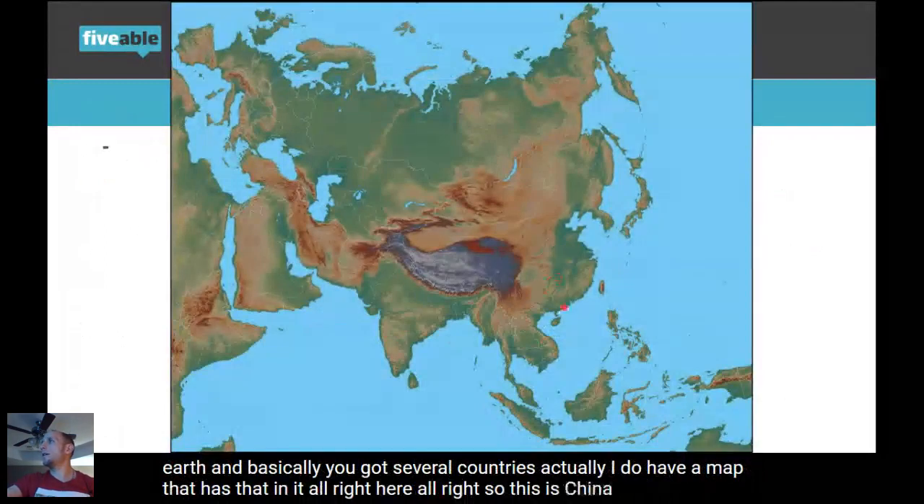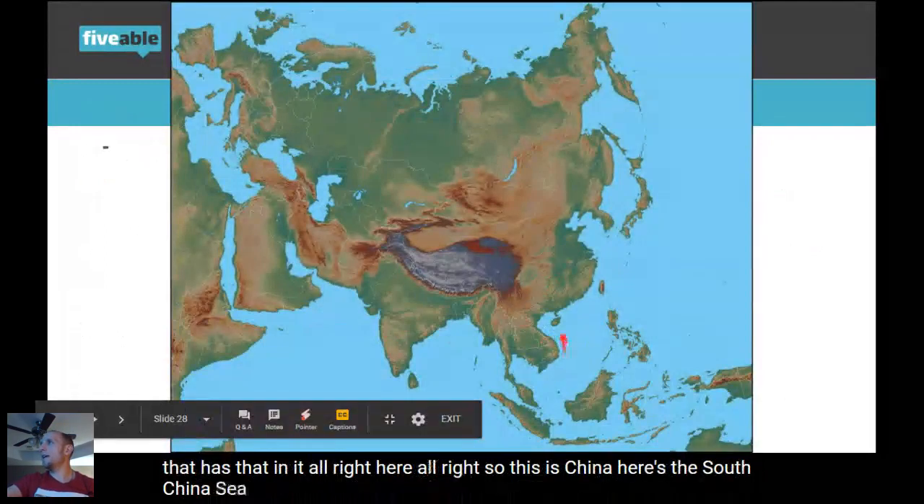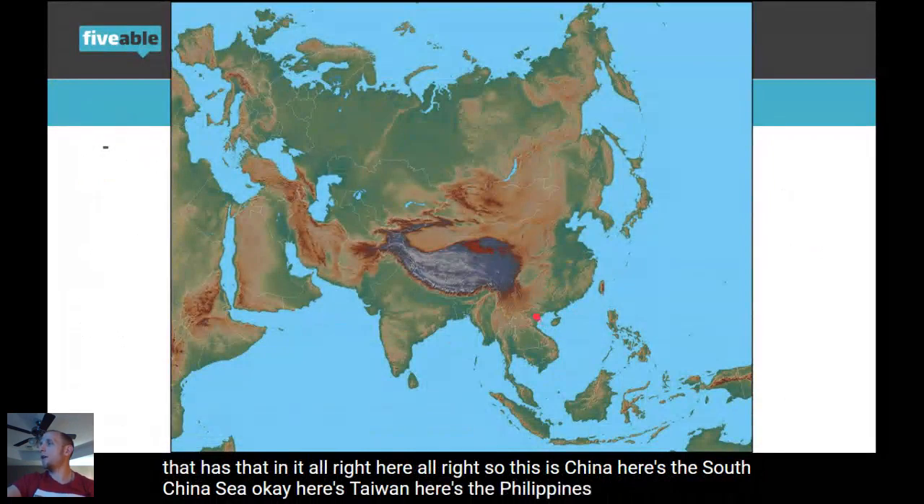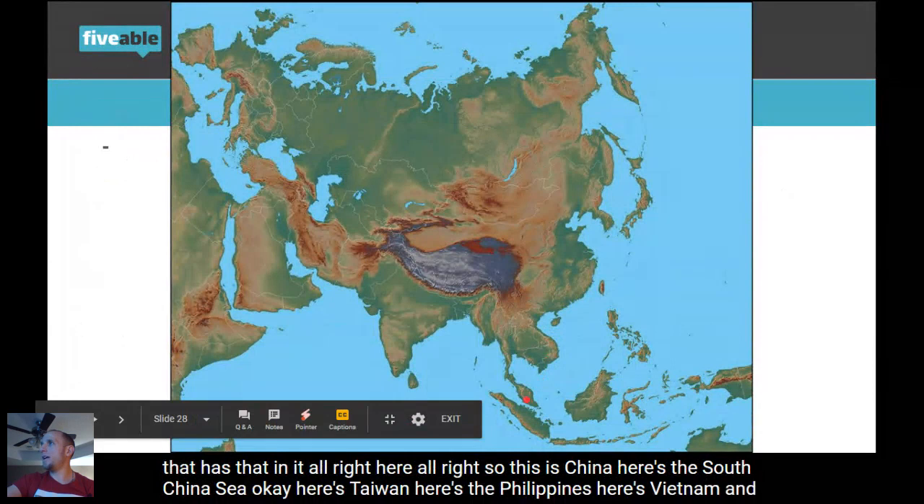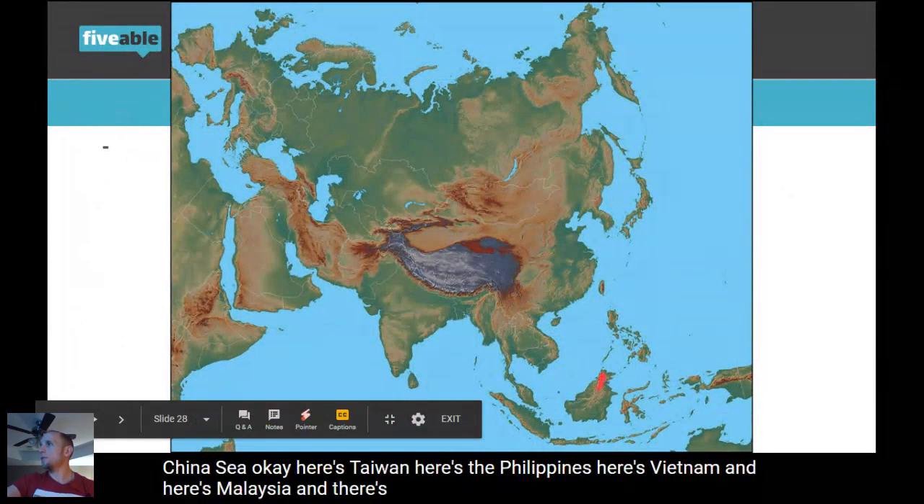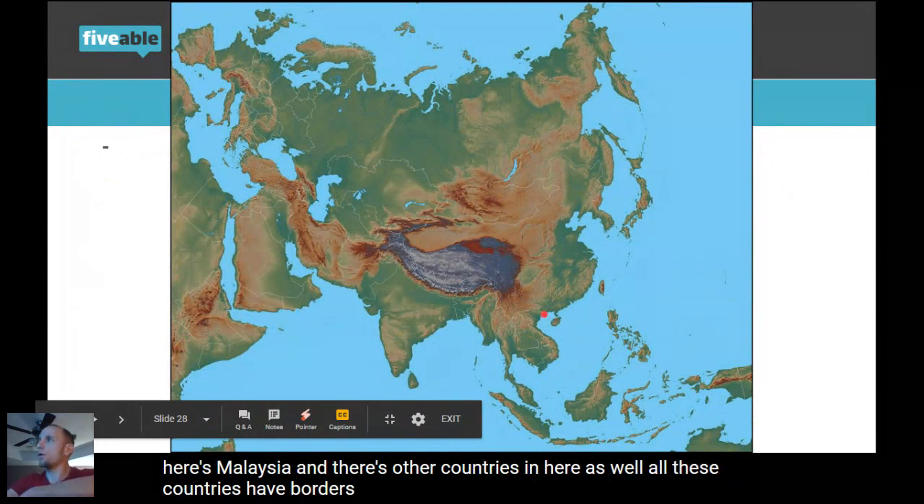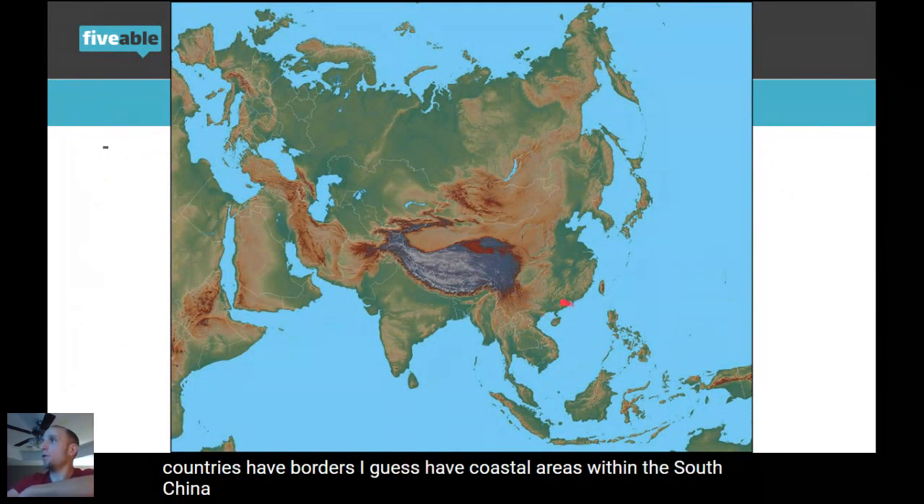All right, right here. So this is China. Here's the South China Sea. Okay, here's Taiwan. Here's the Philippines. Here's Vietnam. And here's Malaysia. And there's other countries in here as well. All these countries have coastal areas within the South China Sea. But guess what?